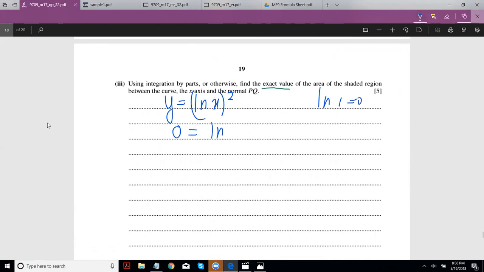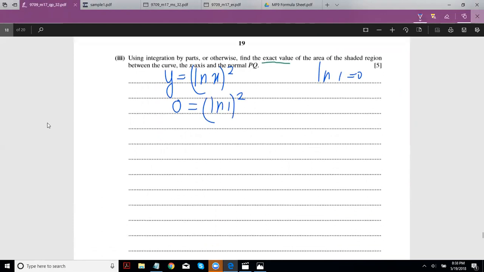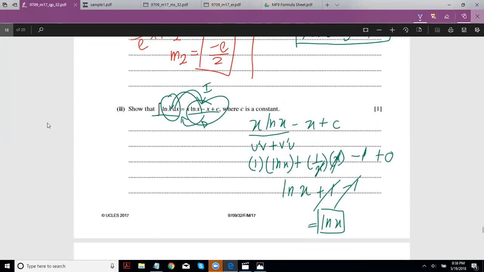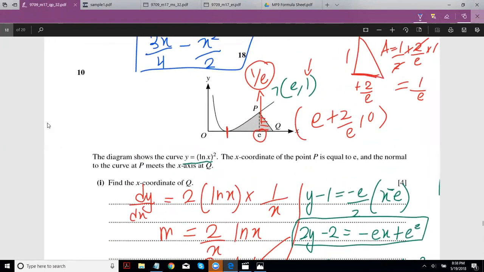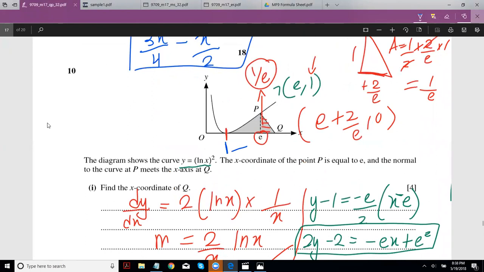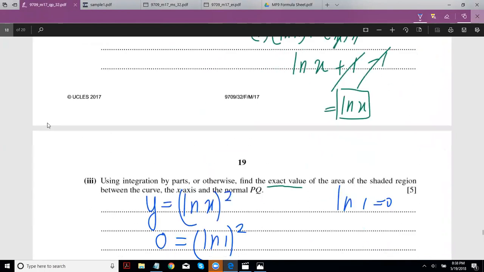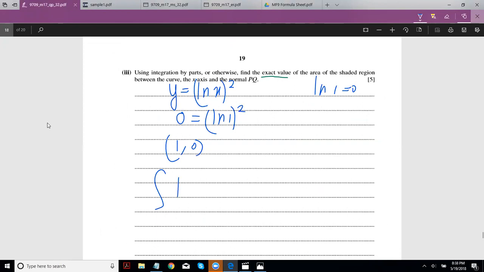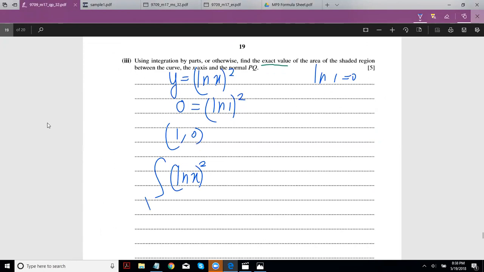So this would be when (ln 1) squared happens, which means that when x is 1, y is 0, which helps us, because if you go back to the equation, now you know you need to integrate from 1 to e, and then you just add 1 upon e to get the exact area. So you need to integrate (ln x) squared from 1 to e dx. And you have to do this using integration by parts.